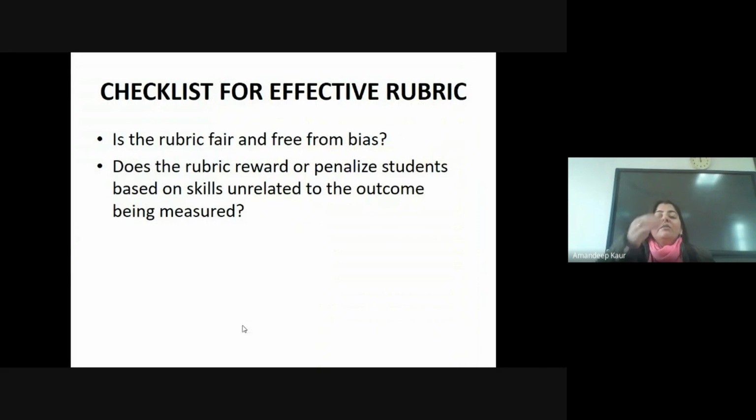The checklist for an effective rubric is: as a teacher, we need to know whether the rubric is fair and free from biases. When the teacher is explaining each and every activity or description with the help of a rubric sheet, that rubric sheet must be distributed among the faculty members of the department. All faculty members will provide their input, and based on the input received, it will be embedded in that rubric sheet and the final criteria will be displayed for the student. Does the rubric reward or penalize the student based on scales unrelated to the outcome being measured?